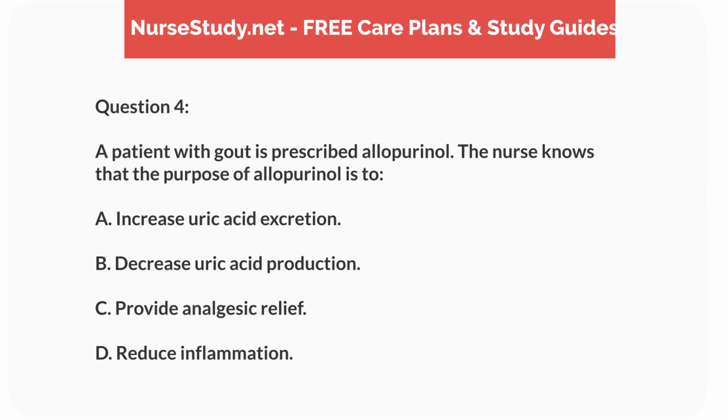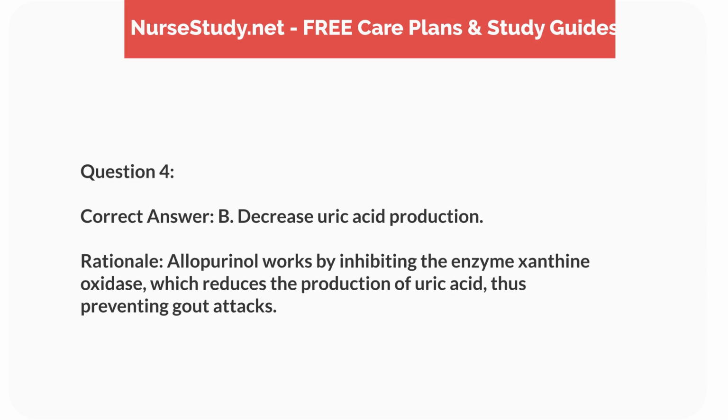Question 4. A patient with gout is prescribed allopurinol. The nurse knows that the purpose of allopurinol is to A. Increase uric acid excretion. B. Decrease uric acid production. C. Provide analgesic relief. D. Reduce inflammation. Correct answer. B. Decrease uric acid production.